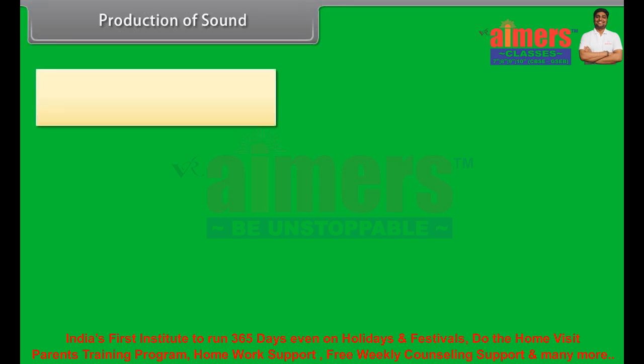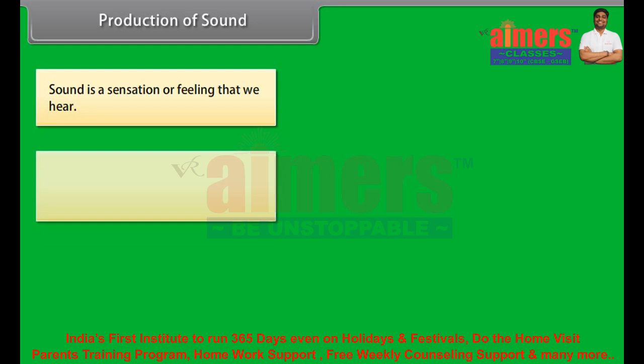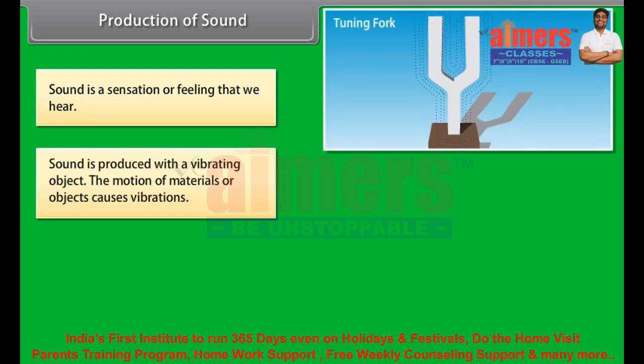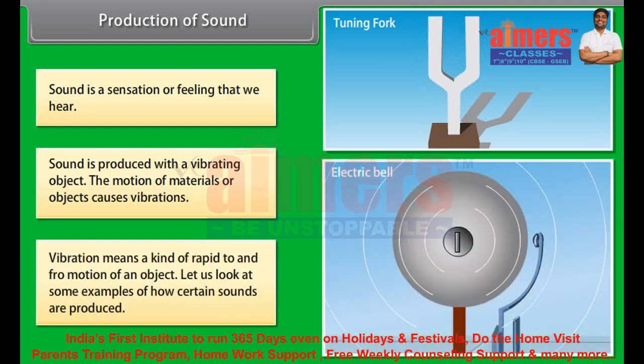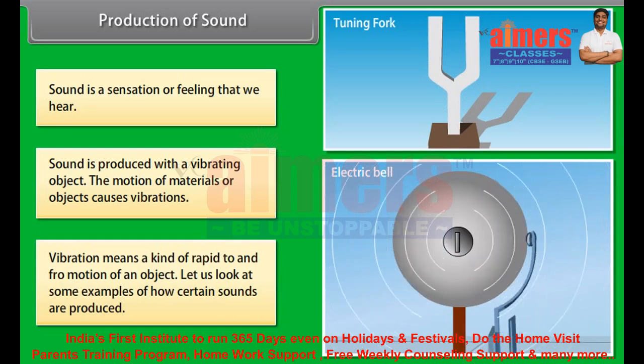Production of sound. Students, we know that sound is a sensation or a feeling that we hear. Sound is produced with a vibrating object. The motion of materials or objects causes vibrations. Vibration means a kind of rapid to and fro motion of an object.